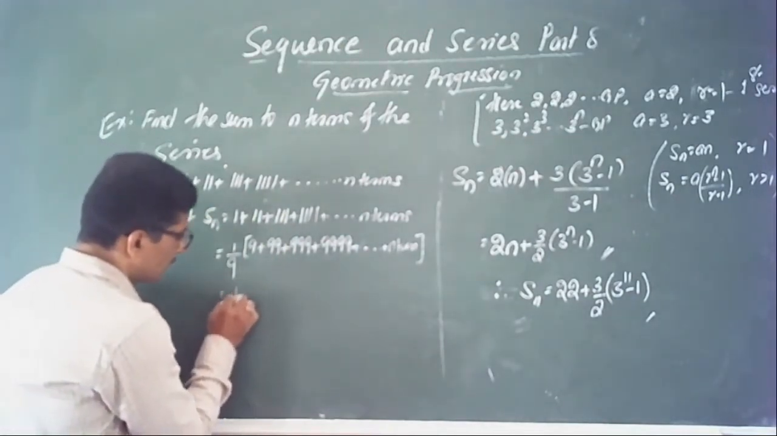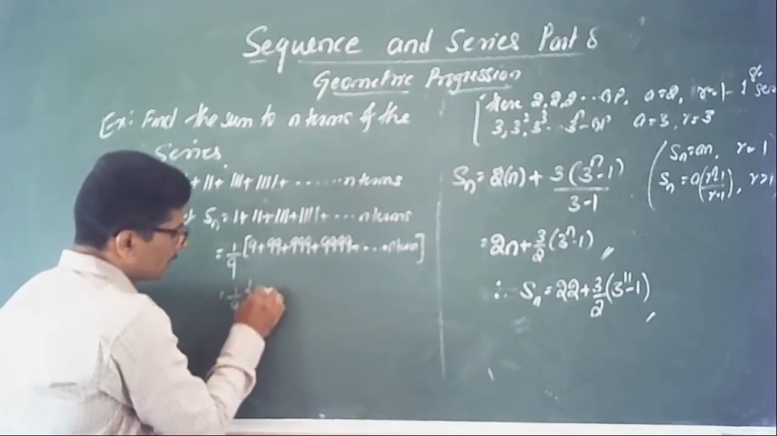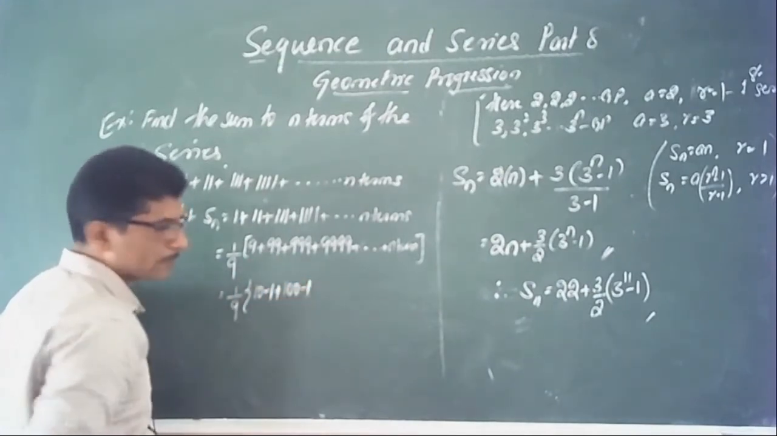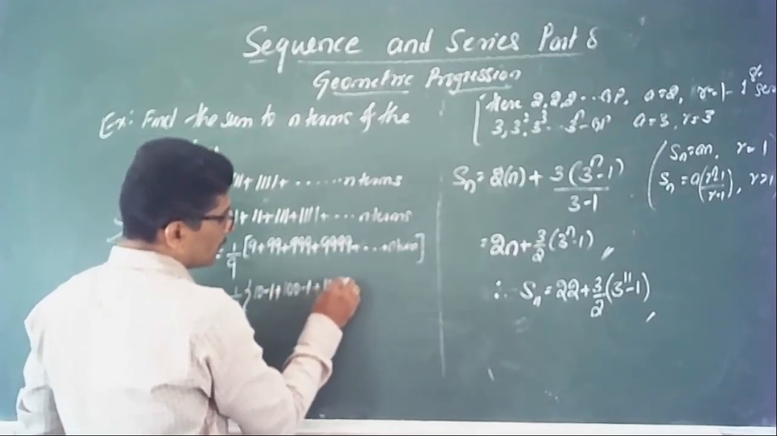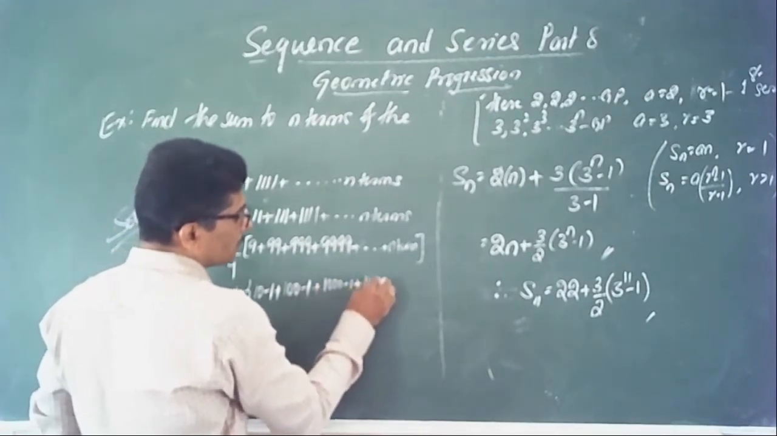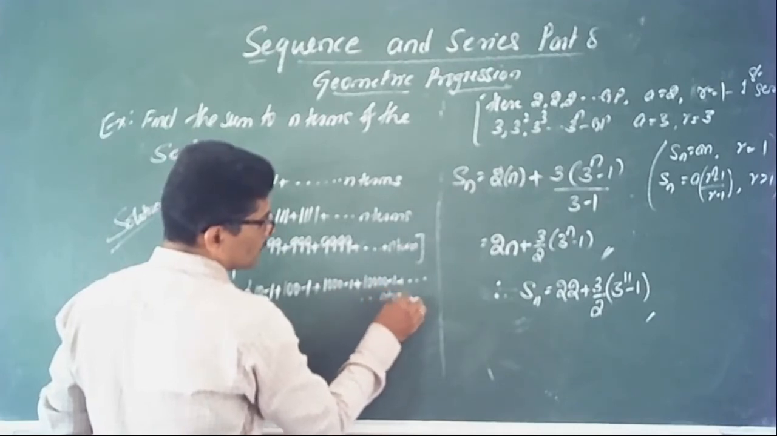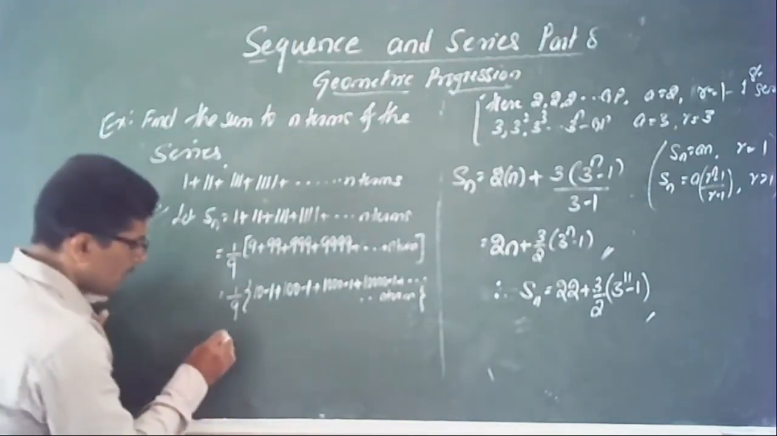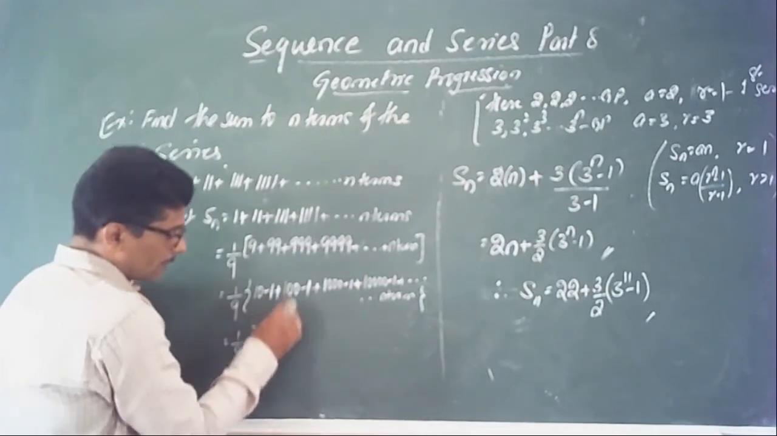Then rewrite this value as 1 by 9 into, 9 we can write as 10 minus 1, plus 99 as 100 minus 1, plus 999 as 1000 minus 1, plus 9999 as 10,000 minus 1, continuing up to n terms. We can write n terms in the same way. Rewrite in these forms. Then here separate these values. First term 10, then 100.